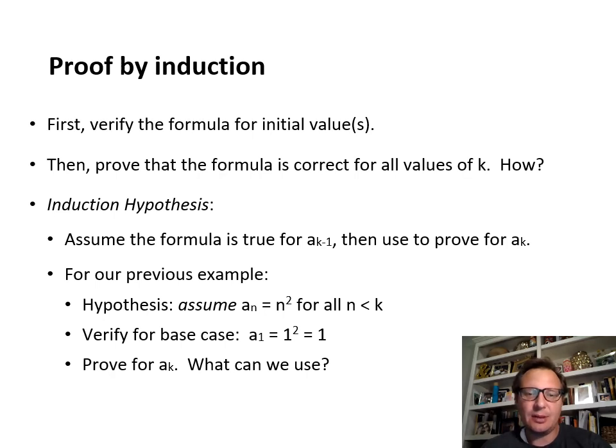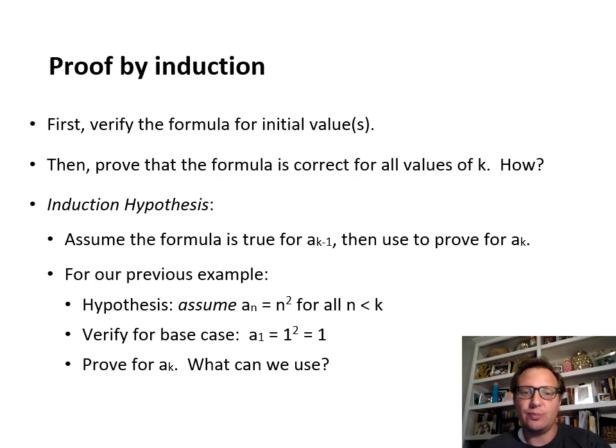In our previous example, as our induction hypothesis, we assume that A_n is equal to n squared, that's our closed form, for all n less than k. So meaning for all n up to k minus 1. We verify this for our base case, which is A_1, and it's equal to 1 squared, which is equal to 1, which is the same as for our recursive formula. So we verified our base case. And then we want to prove that it holds for A_k.